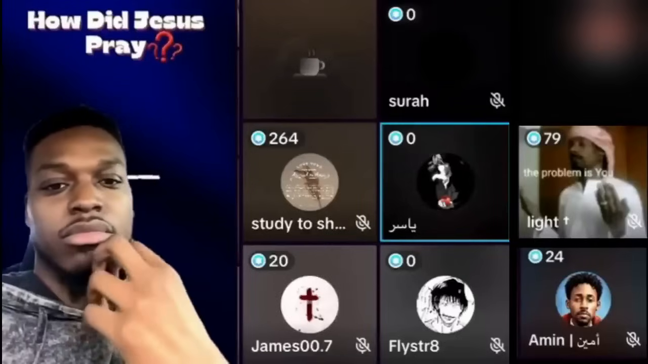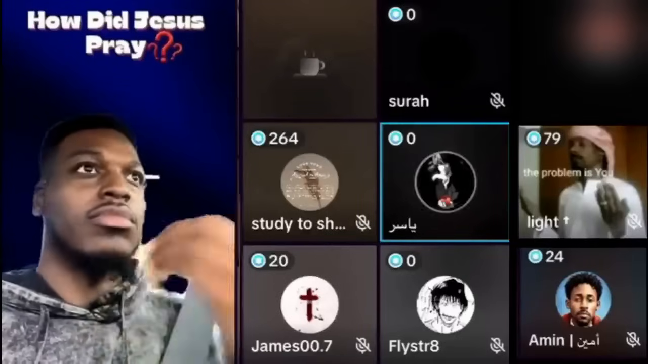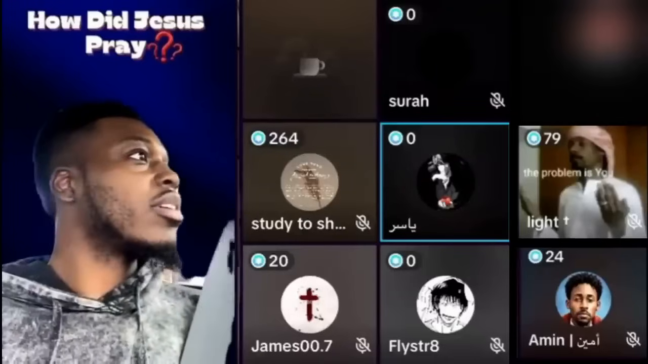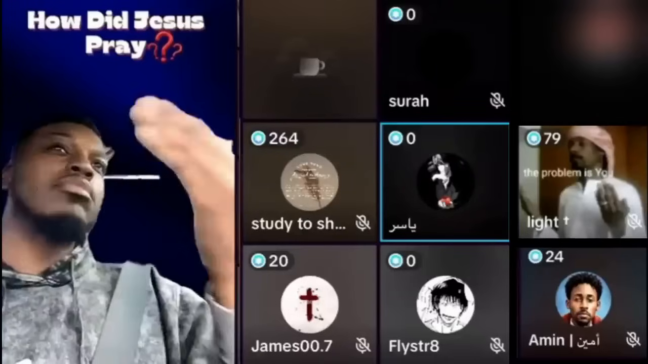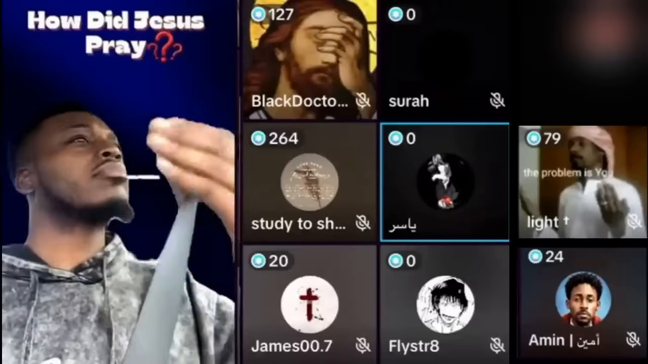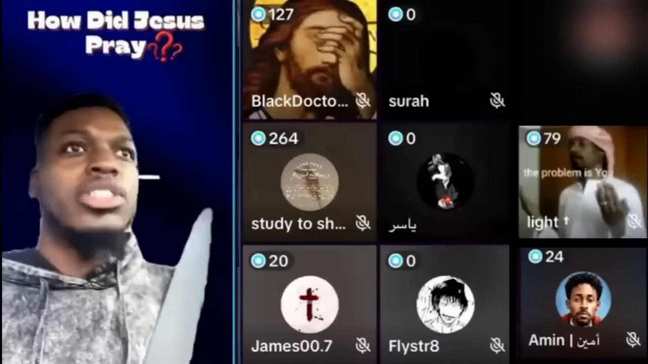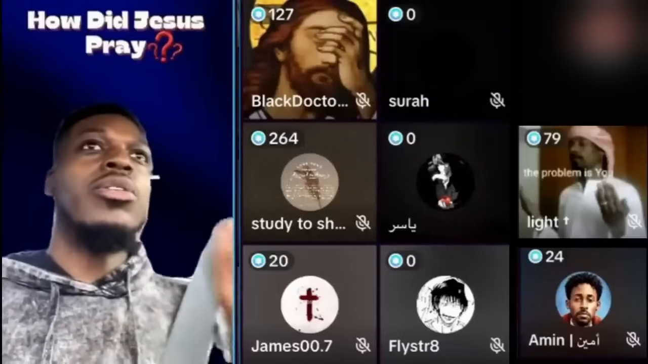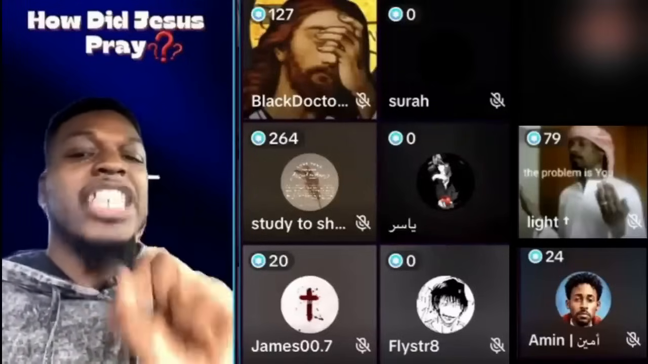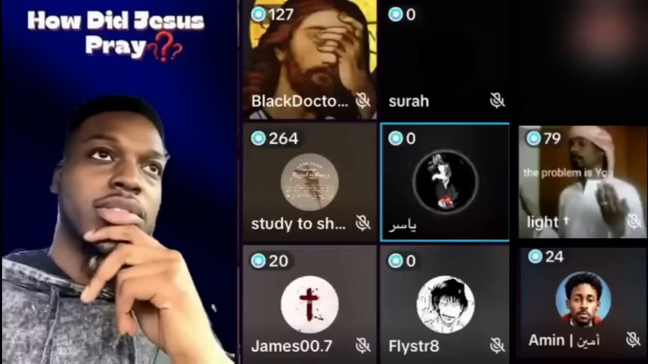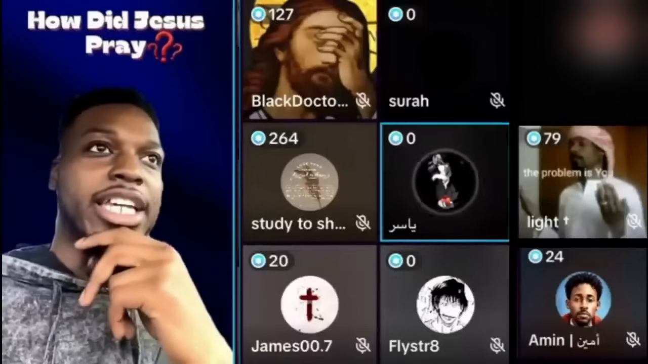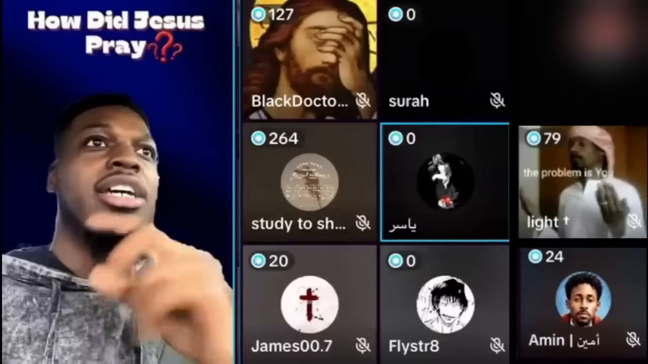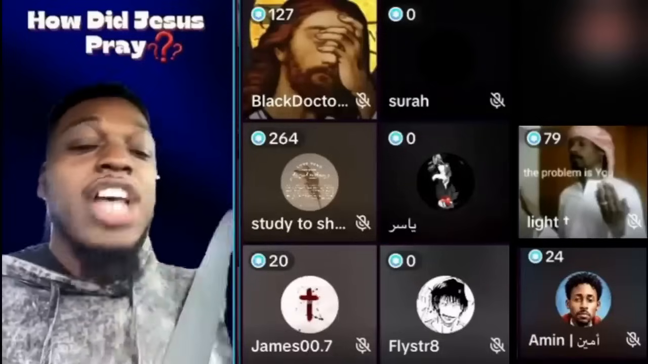So let the people of the gospel judge by what Allah has revealed in it. And those who do not judge by what Allah has revealed are truly the rebellious. So what book are the people of the gospel supposed to judge by? The Injil, their gospel. Yeah, their Bible. Exactly. So they're supposed to judge by the gospel.